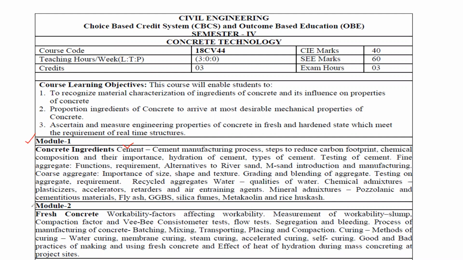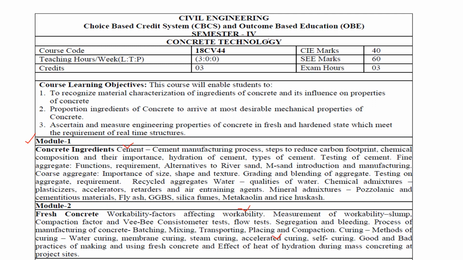In module 2, we'll jump to the manufacturing of the concrete. What is workability? What are the factors affecting the workability? Then what do you mean by segregation? What is bleeding? What are the different workability tests that we need to do at the site? And then also we'll see how the manufacturing of concrete is done. We'll try to understand what is curing, what are the different types of curing, and so on.